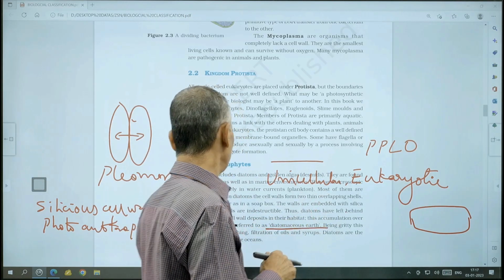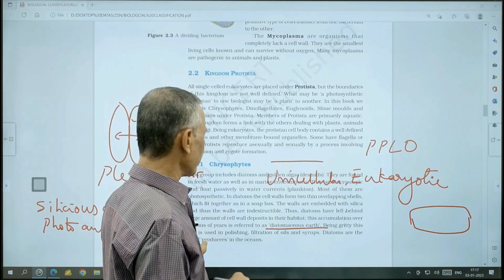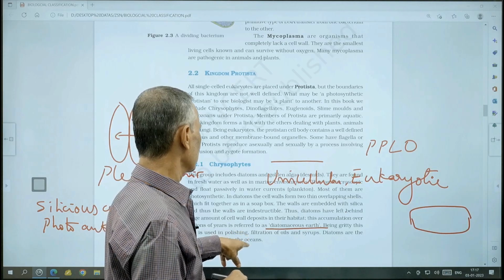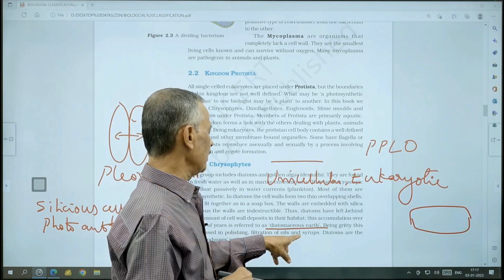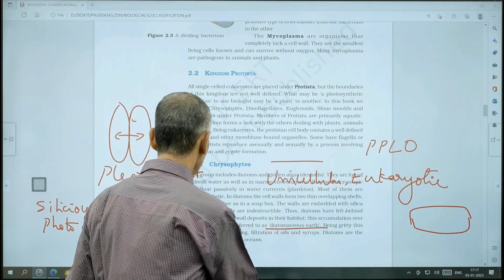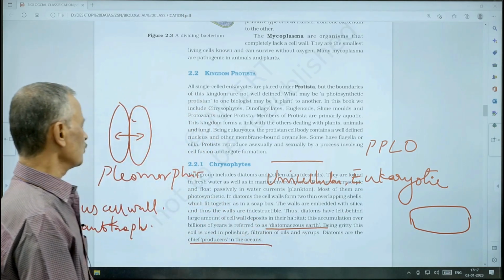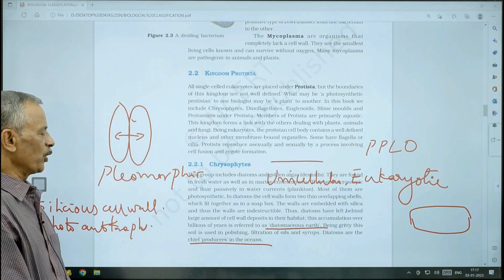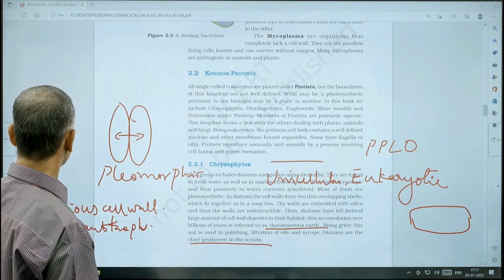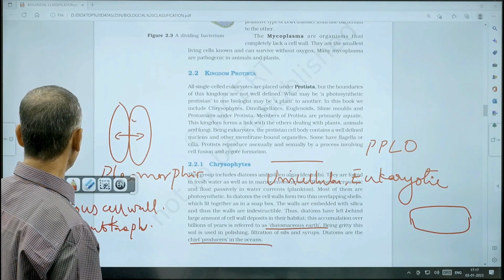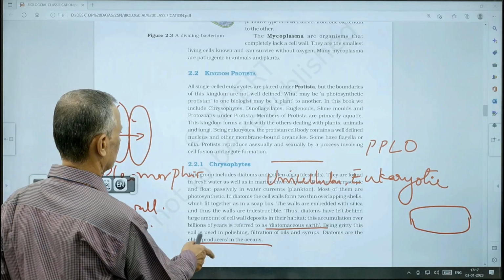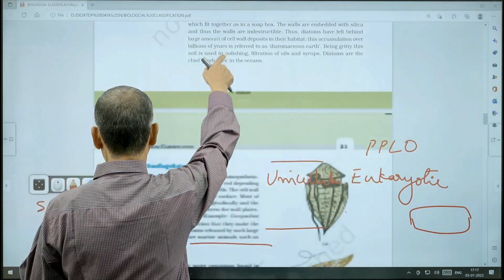So being gritty, very rough in nature, it is used for polishing, for filtering oils and other thick syrups, and their main significance in the ecosystem is that they are the chief producers in the ocean. Clear? So that's about the Chryso. Chryso means golden, golden algae. They are having pigments. Okay.